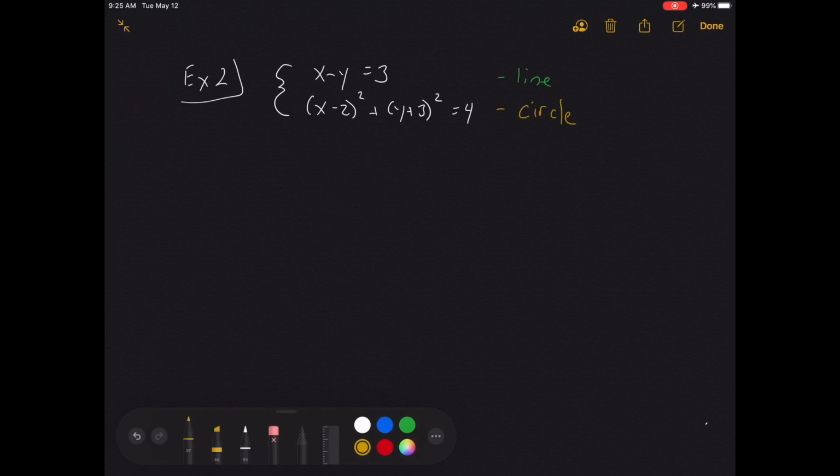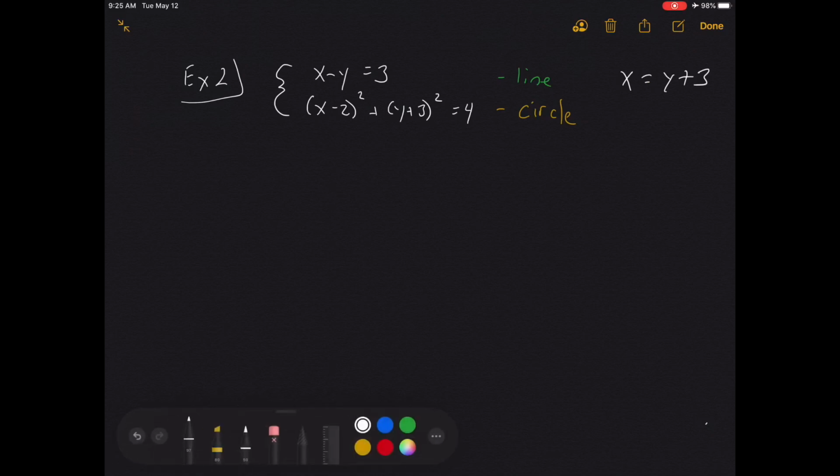Once again, we're going to use substitution. The reason we're going to use substitution is because in this case, the top equation, the x actually has a coefficient of 1, while the y has a coefficient of -1. So it's easier just to use the x here. So we're going to manipulate the top equation by adding y to both sides. So we would get that x equals y plus 3.